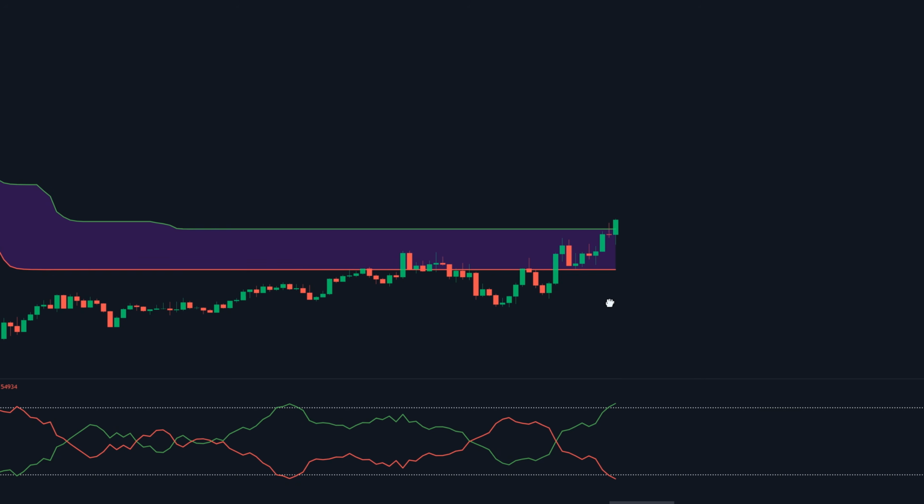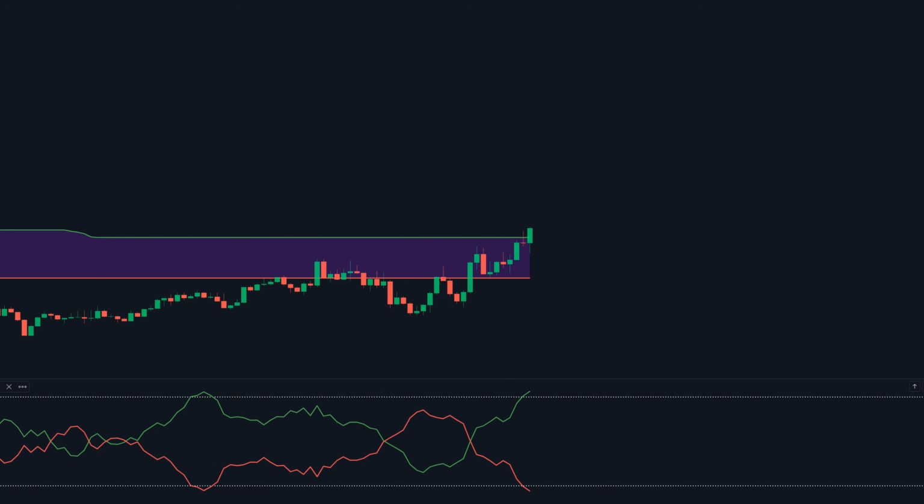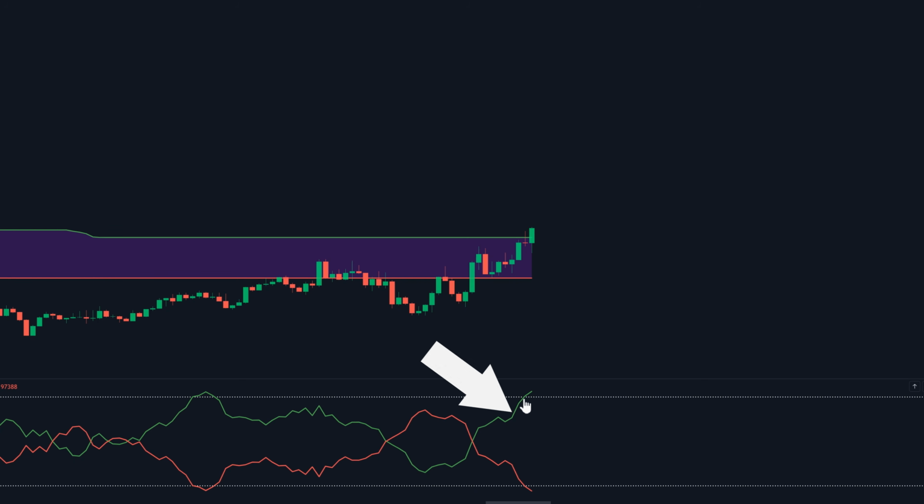The last condition is to use the average sentiment oscillator to confirm that the overall sentiment in the market is bullish. For that, we just make sure that this green plot is above the white line at the time of this breakout. All our entry conditions are met here, so we're gonna enter a long position.